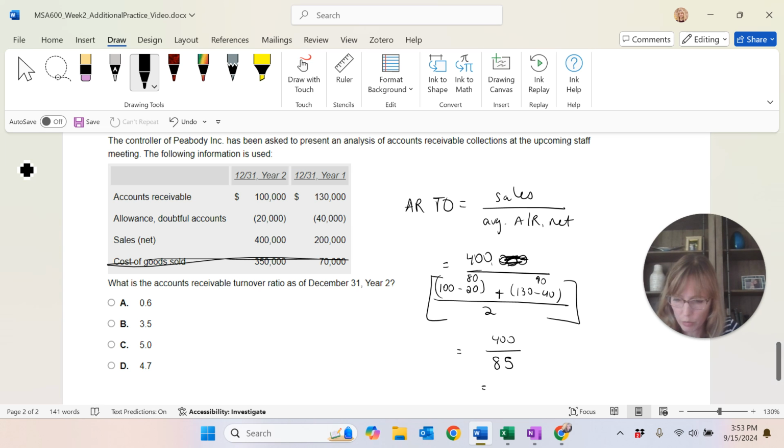$400 divided by 85. I get 4.7 as my accounts receivable turnover. So the company collects its receivables almost 5 times during the year. And then we see that part D is an answer choice, so I would choose that one.